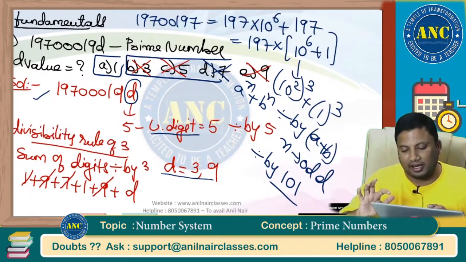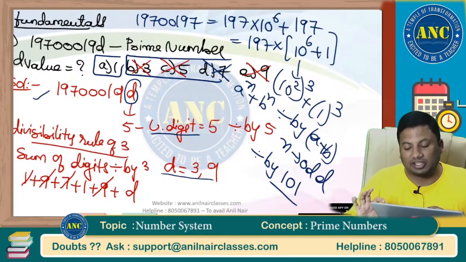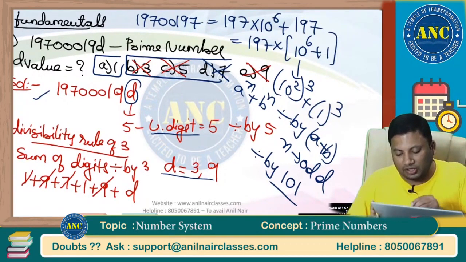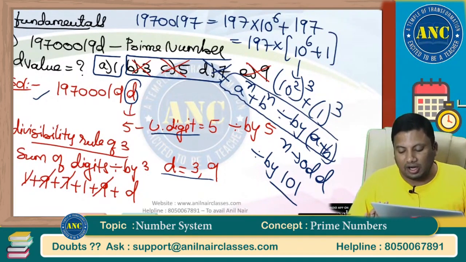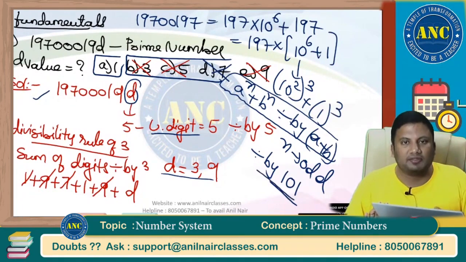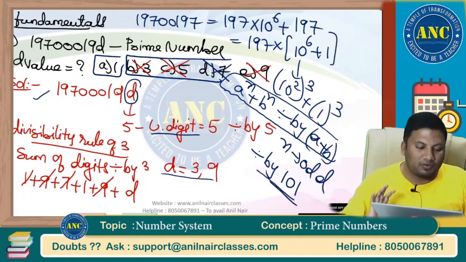If I keep 7, it is 197 into 10 power 6 plus 1, which is (10 square) whole cube plus 1 whole cube. a power n plus b power n is divisible by a plus b if n is an odd number. So the answer is divisible by 101. This is one way to solve.